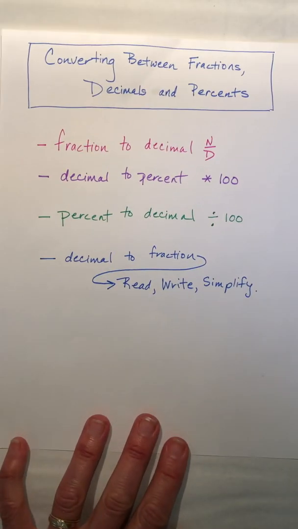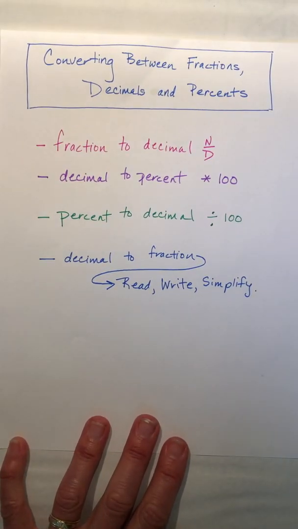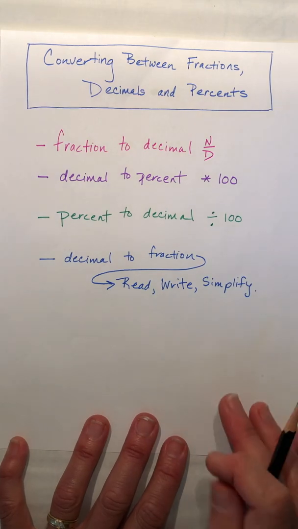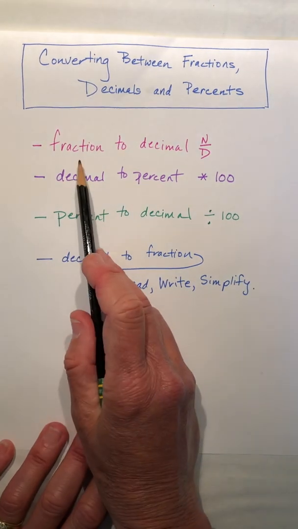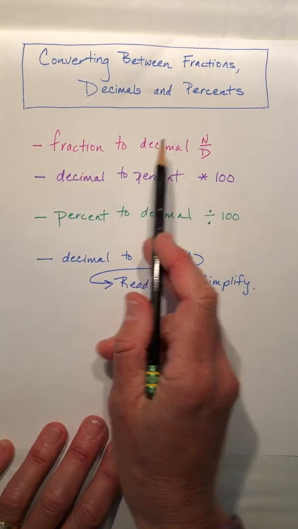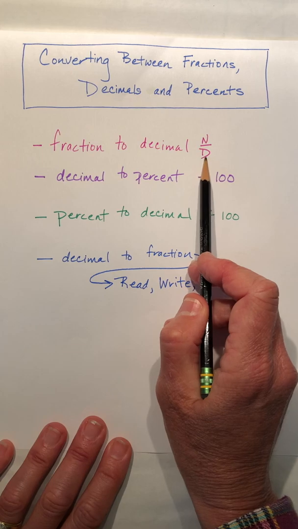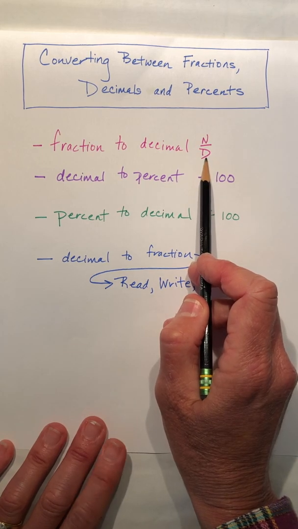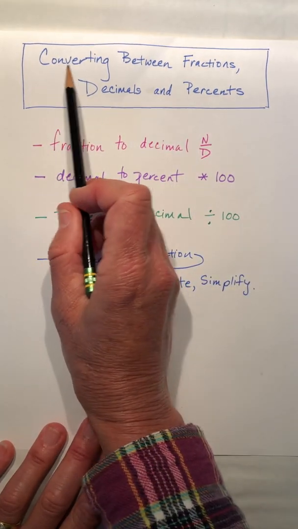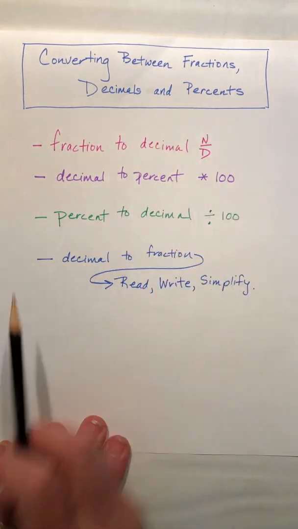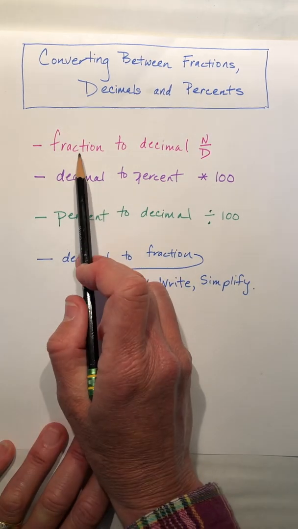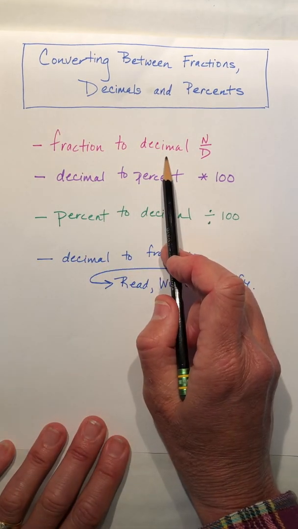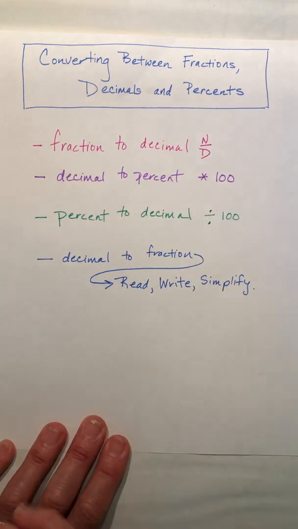So I want to look at the methods that we have for converting between fractions, decimals, and percents. And we'll practice each of these together. So for instance, to convert a fraction to a decimal, we do numerator divided by denominator. And you definitely need to write this down. So actually, let's back up. Converting between fractions, decimals, and percents. That title should be on your page. And fraction to decimal, you need to write numerator divided by denominator.